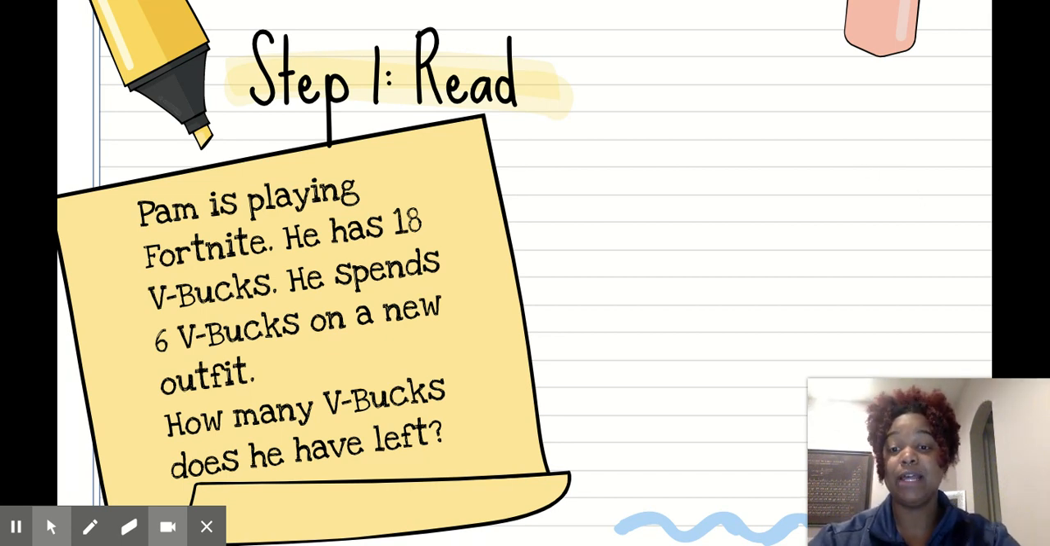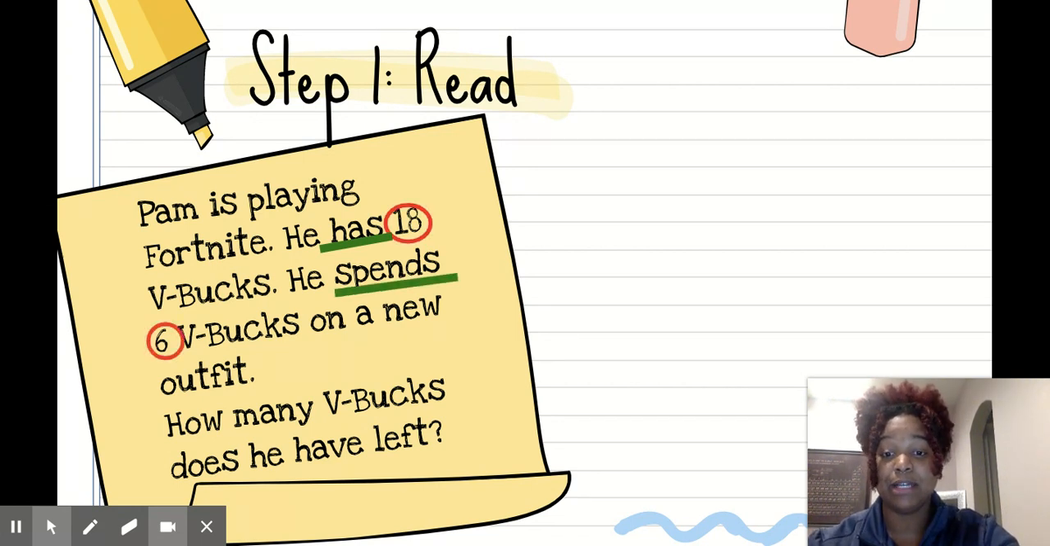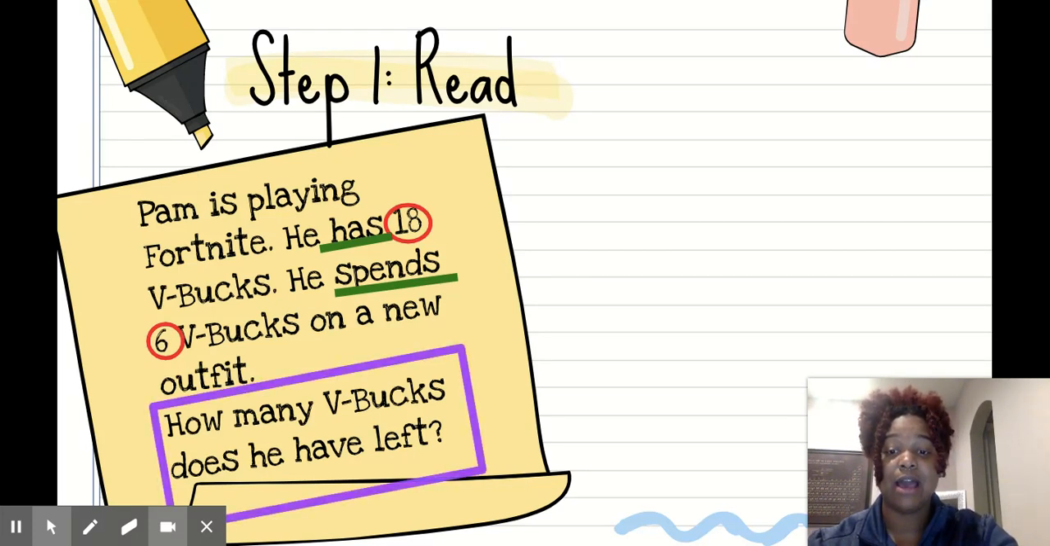Pam is playing Fortnite. He has 18 V-Bucks. He spends 6 V-Bucks on a new outfit. How many V-Bucks does he have left? Again, I'm going to read it, but this time I am going to annotate what I read. Pam is playing Fortnite. He has 18 V-Bucks. He spends 6 V-Bucks on a new outfit. How many V-Bucks does he have left?